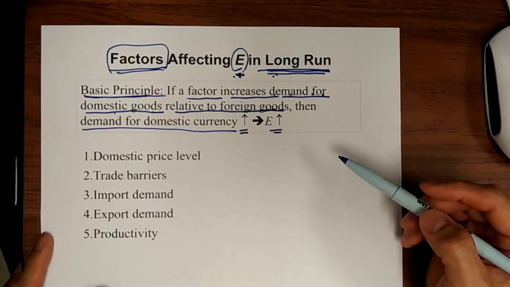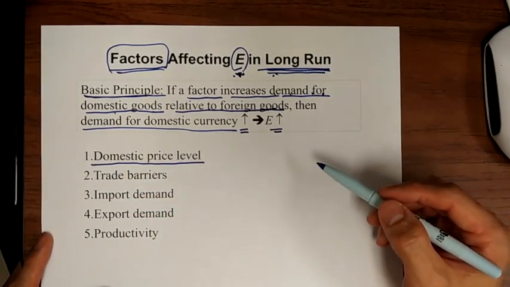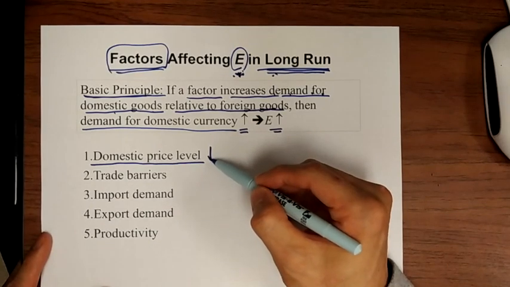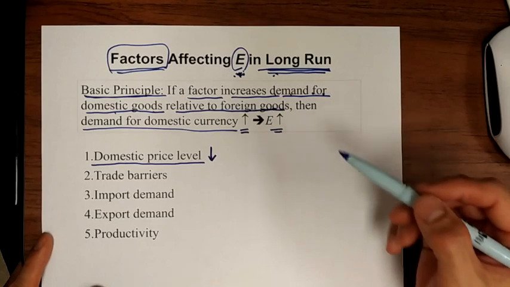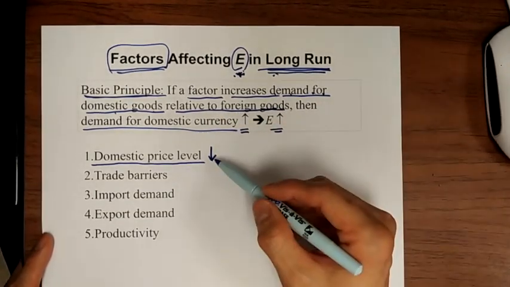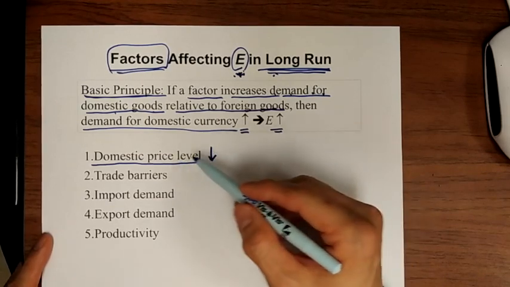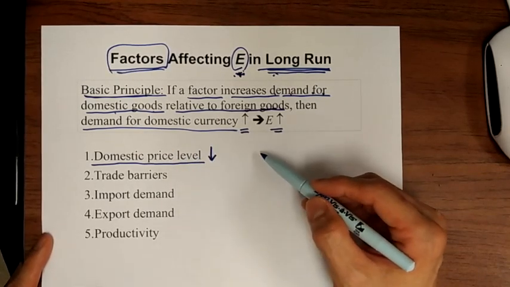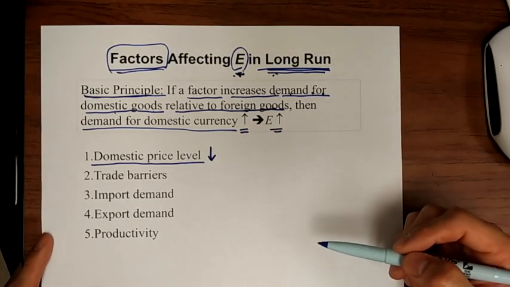Say, for example, if the domestic price level goes down relative to foreign goods, relative to imports, then you are going to buy more domestic goods, and you will buy domestic currency by selling foreign currency. Therefore, domestic currency appreciates.